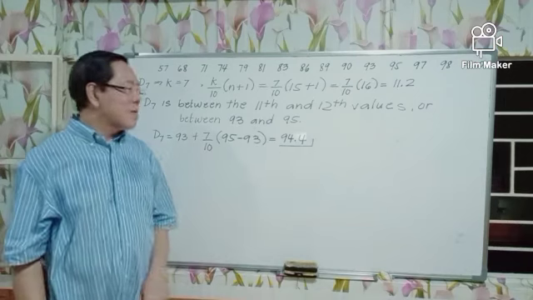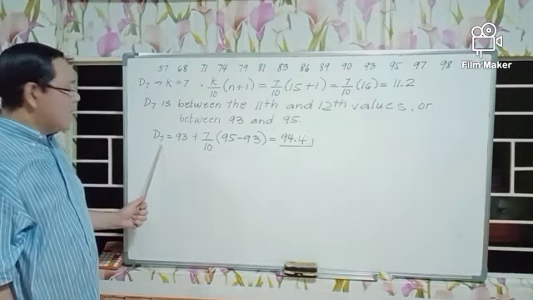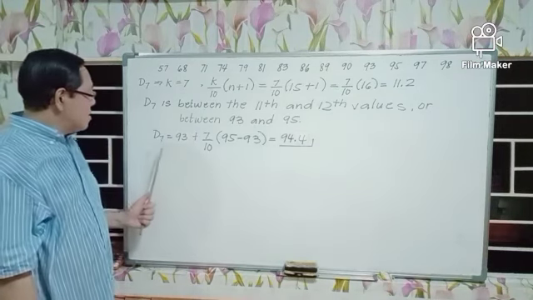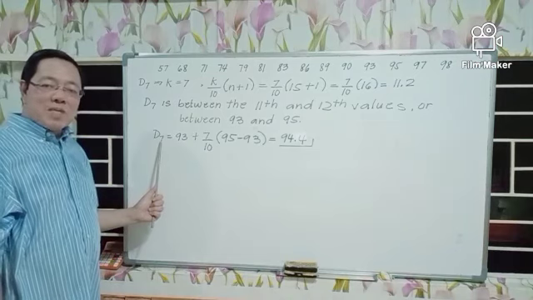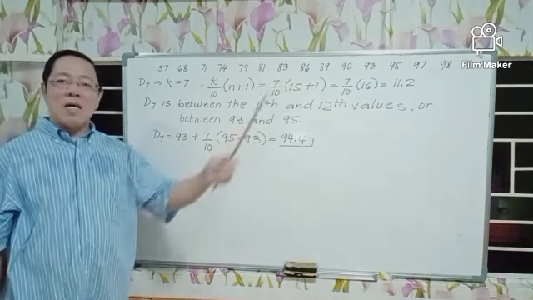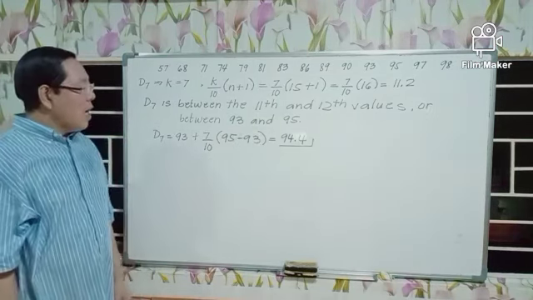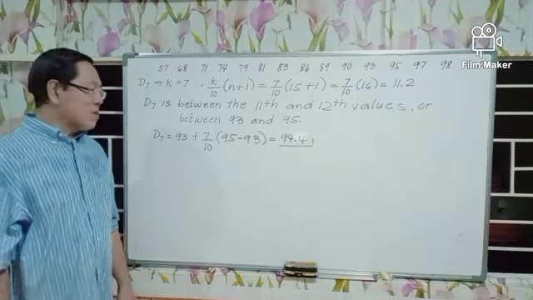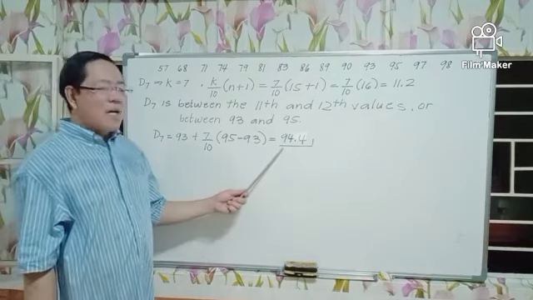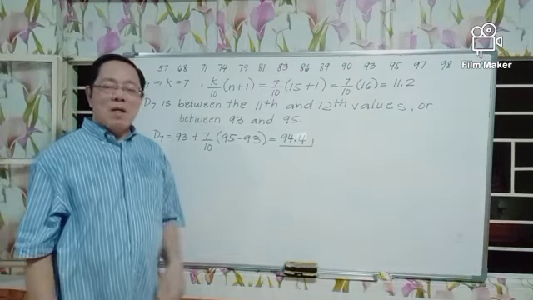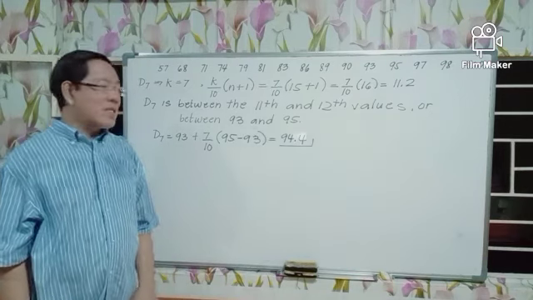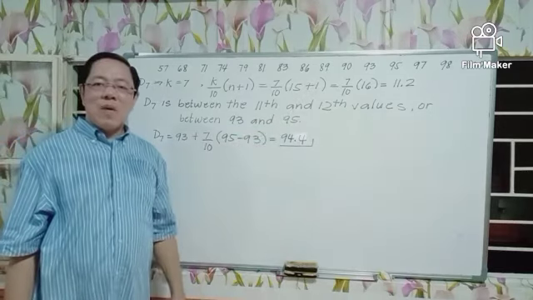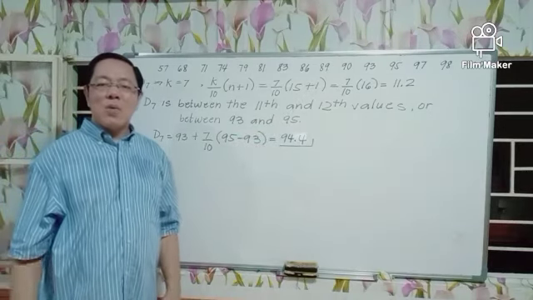Now, we check. The interpretation of the 7th decile is that at most 70% of the values in the given set of numerical values are less than 94.4. Hence, we compute 70% or 7 over 10 of this set of values, or n equals 15.